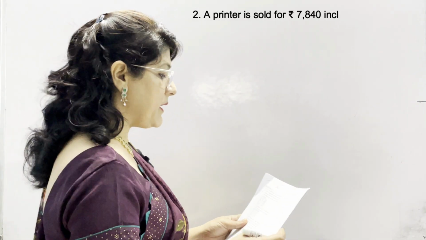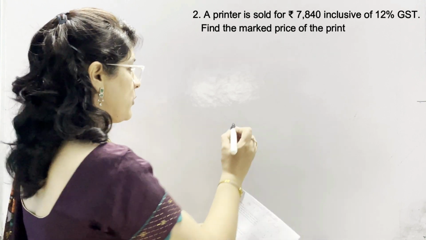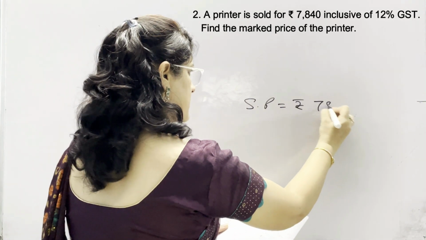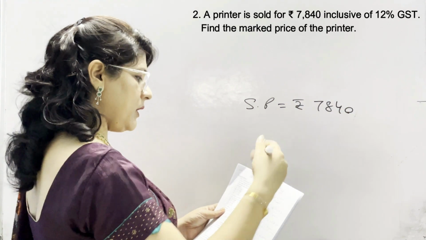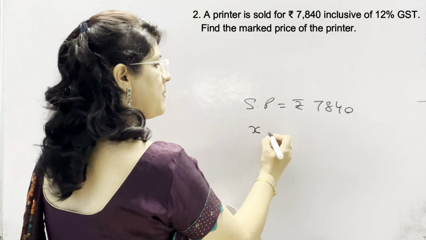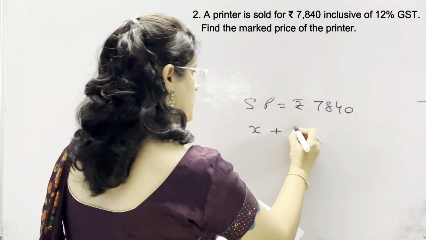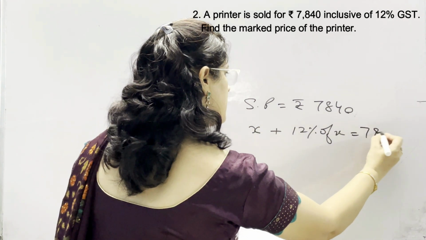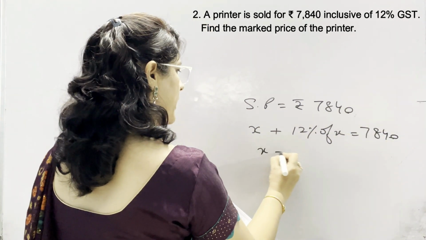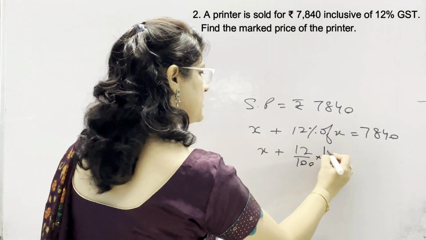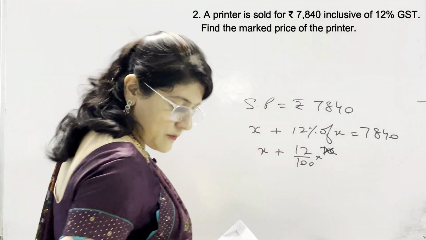Second question, a printer is sold for rupees 7840 inclusive of 12% GST. It means the selling price of the printer is rupees 7840. If X is the marked price, then 12% of X plus X is equal to 7840. So X plus 12 means 12 upon 100, of means multiply, and then X.